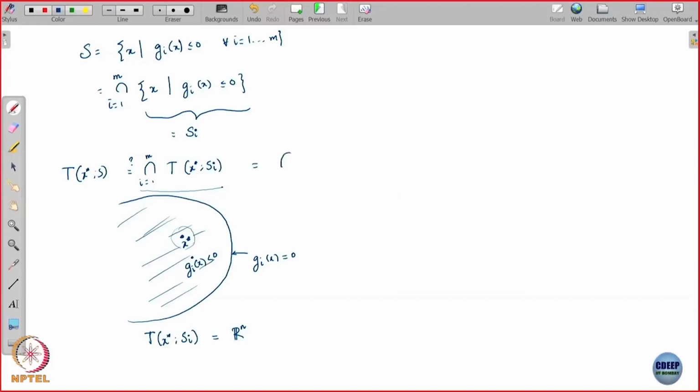You can write this as the intersection over i in a set A of x star, and I will define what A of x star is, where A of x star is nothing but those i's for which g i of x star is exactly equal to 0, because once g i of x star is strictly less than 0, the tangent cone is Rn and it plays no role in the intersection.